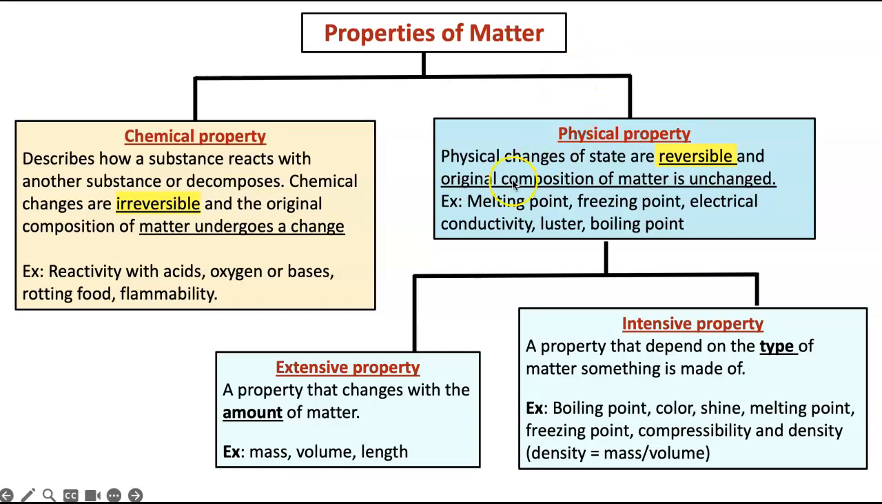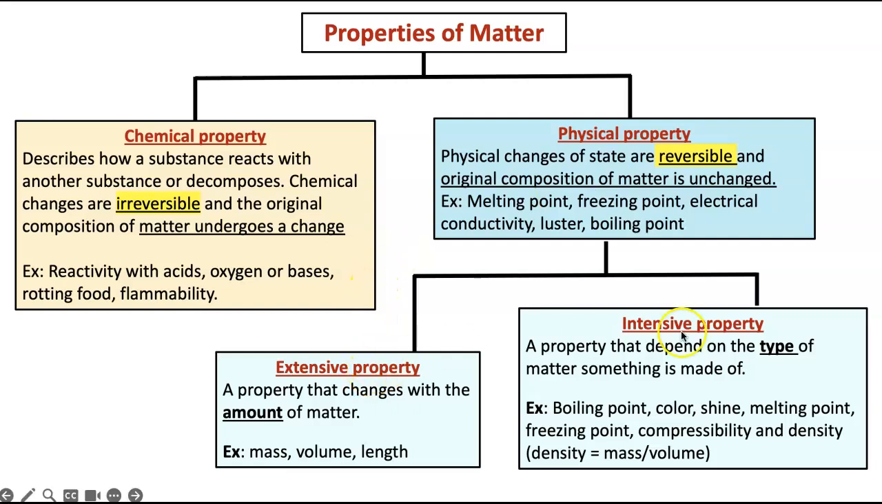Now, physical properties. Physical changes are reversible, and the original composition of the matter is unchanged. For example, melting point, boiling point, freezing point, electrical conductivity, luster, all of that are physical properties. They are reversible. These can be two types.